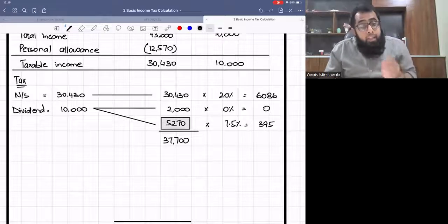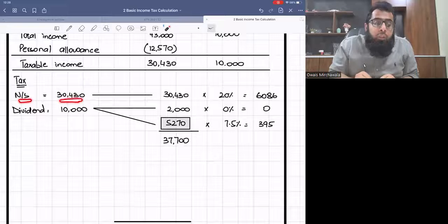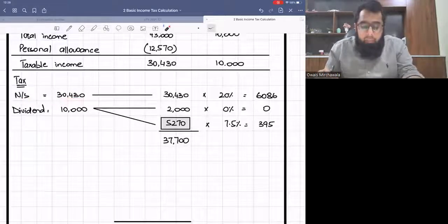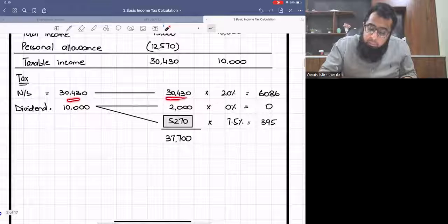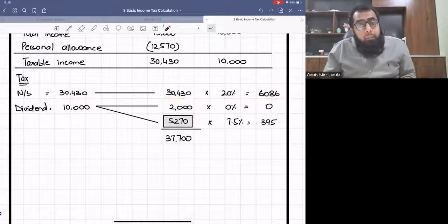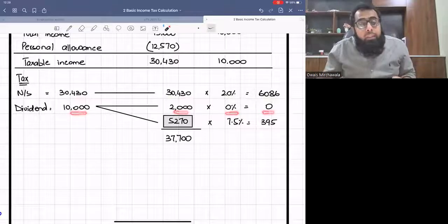I will repeat it again. Non-saving income, 30,430. In the basic rate band, it's 20%. Dividend income, up till 2,000, it's 0%.